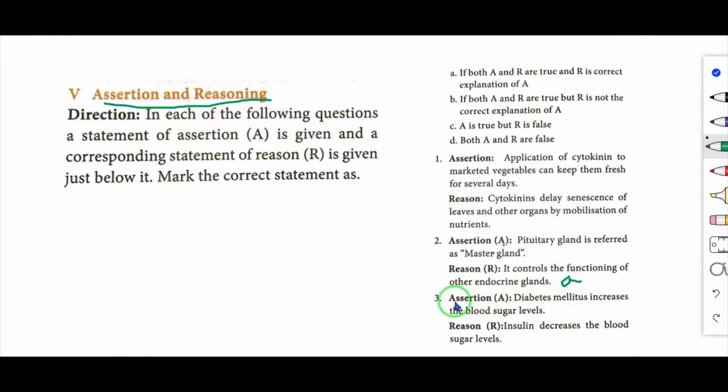Question number 3. Assertion. Diabetes mellitus increases the blood sugar levels. Reason. Insulin decreases the blood sugar levels. Here also A is the correct answer.